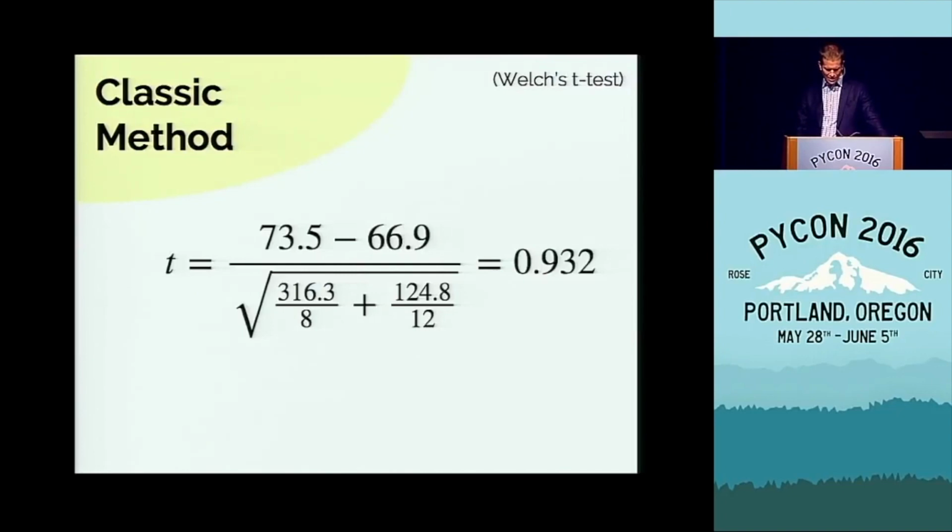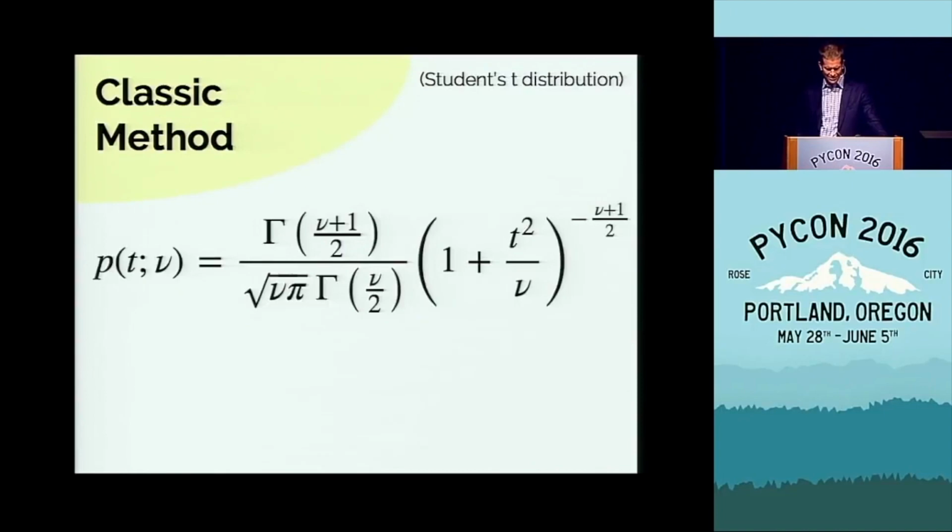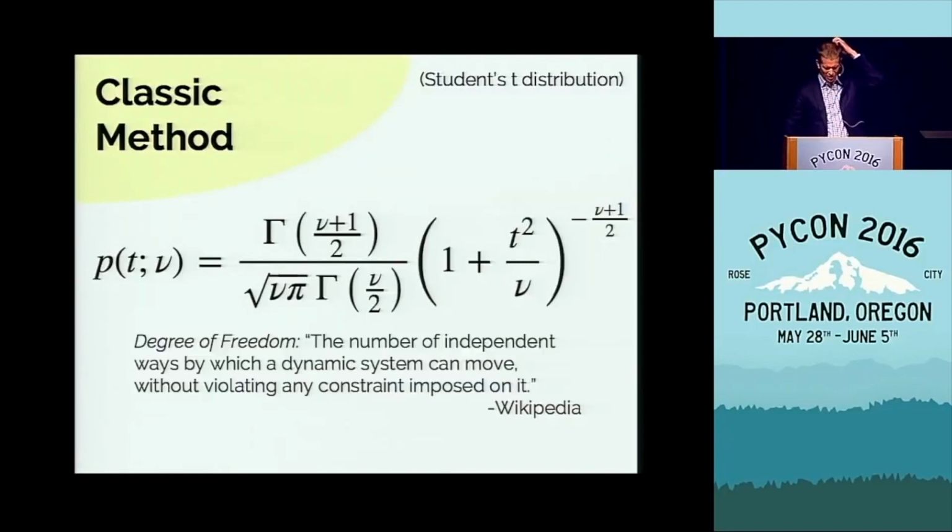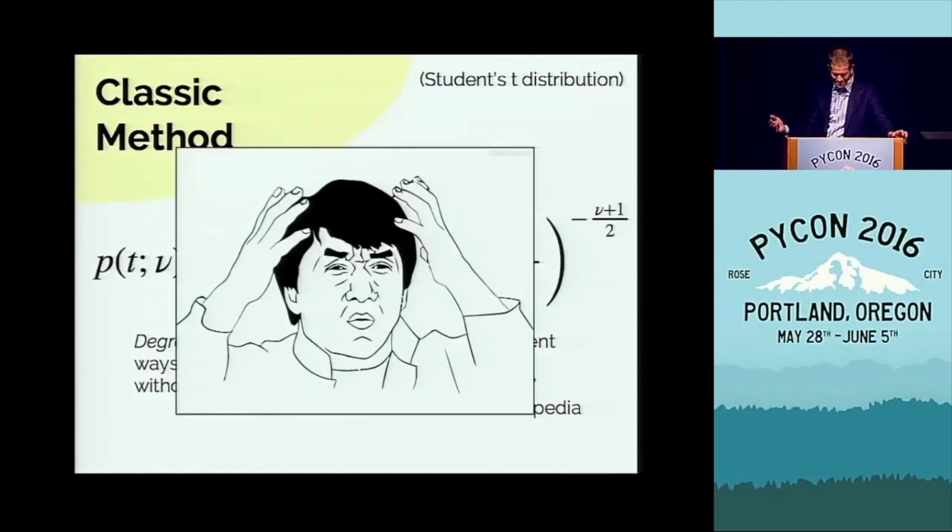All right, so what does this mean? You go read a little further in your Stats 101 text and you see that this t statistic should be distributed this way, right? That upside down L shape there is a gamma function, and the little V-shaped thing is a Greek letter nu, which means degrees of freedom. You scratch your head and try to remember what degrees of freedom are, and you go to Wikipedia and it says the number of independent ways by which a dynamic system can move without violating any constraint imposed on it, and you're like, okay.